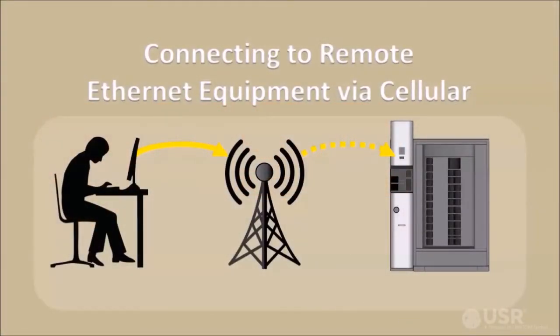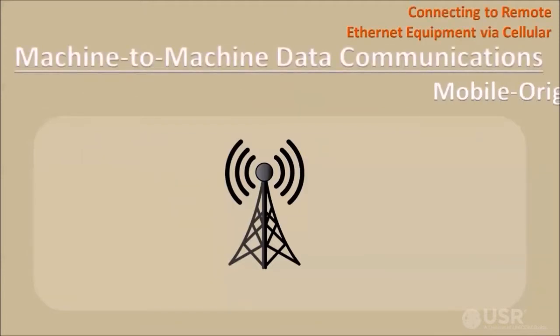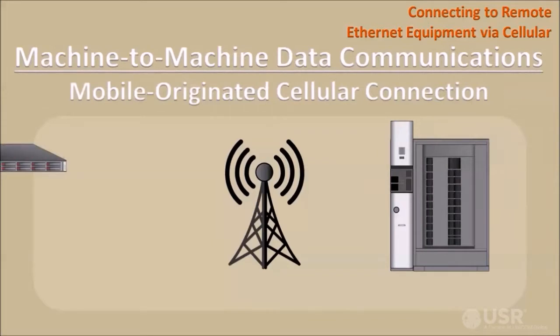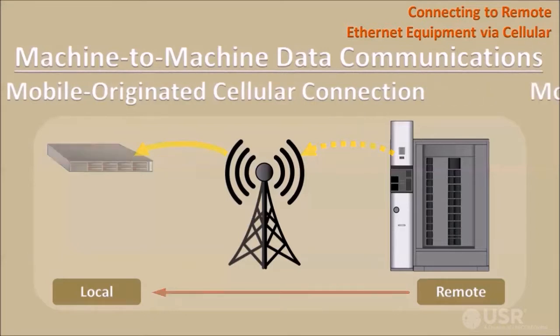Welcome to the Connecting to Remote Ethernet Equipment via Cellular video. A typical M2M data communications system is set up for the remote equipment to initiate a cellular connection to a centrally located server, either on a schedule or upon a trigger event. That type of mobile-originated cellular M2M system is relatively easy to set up.